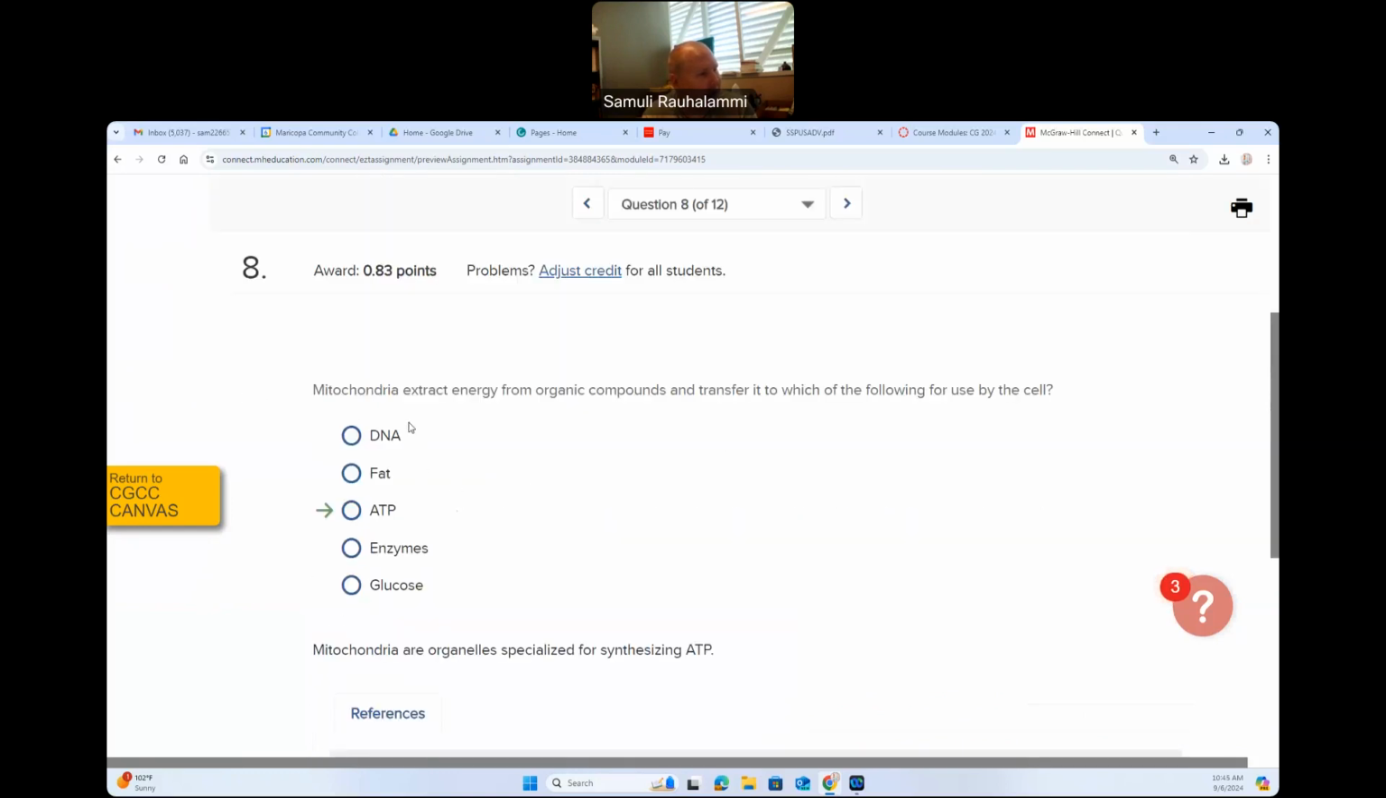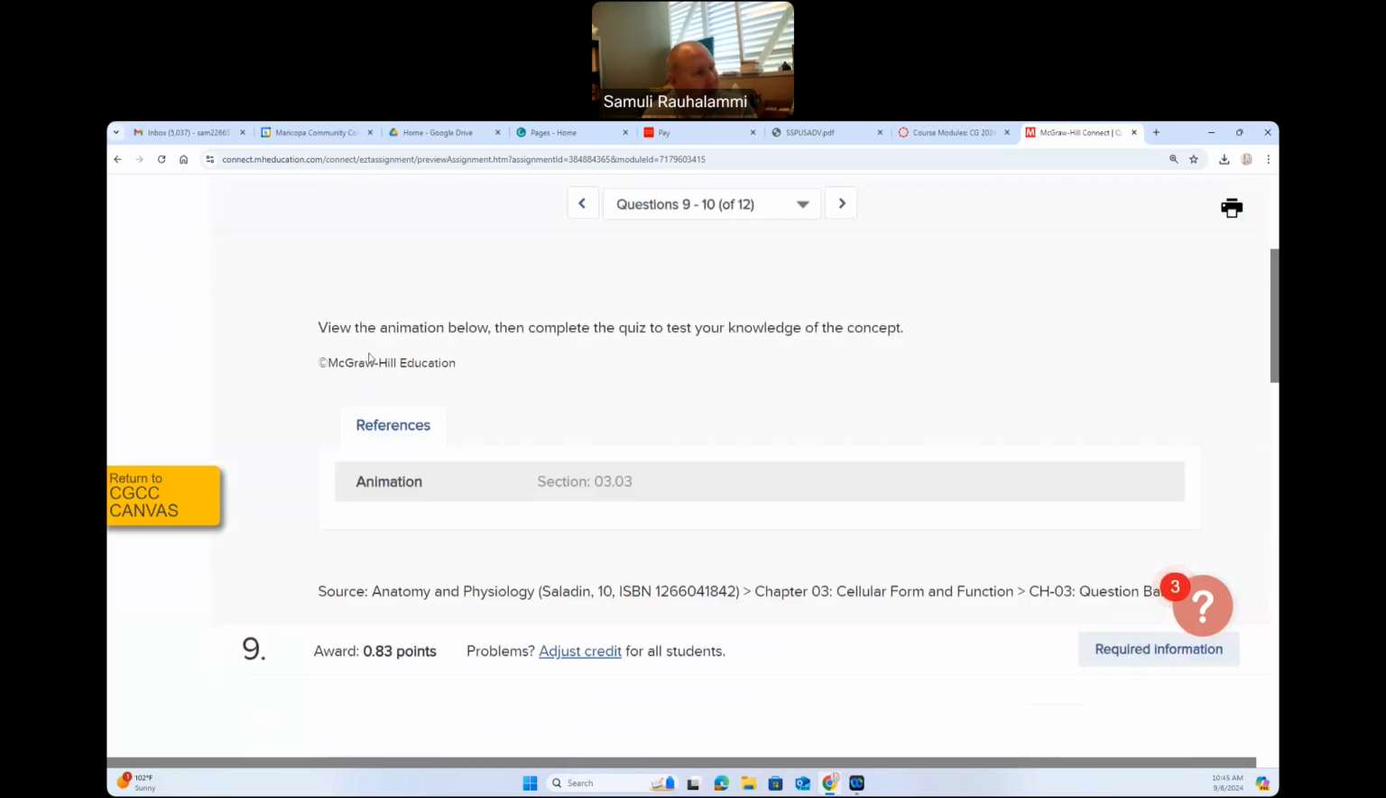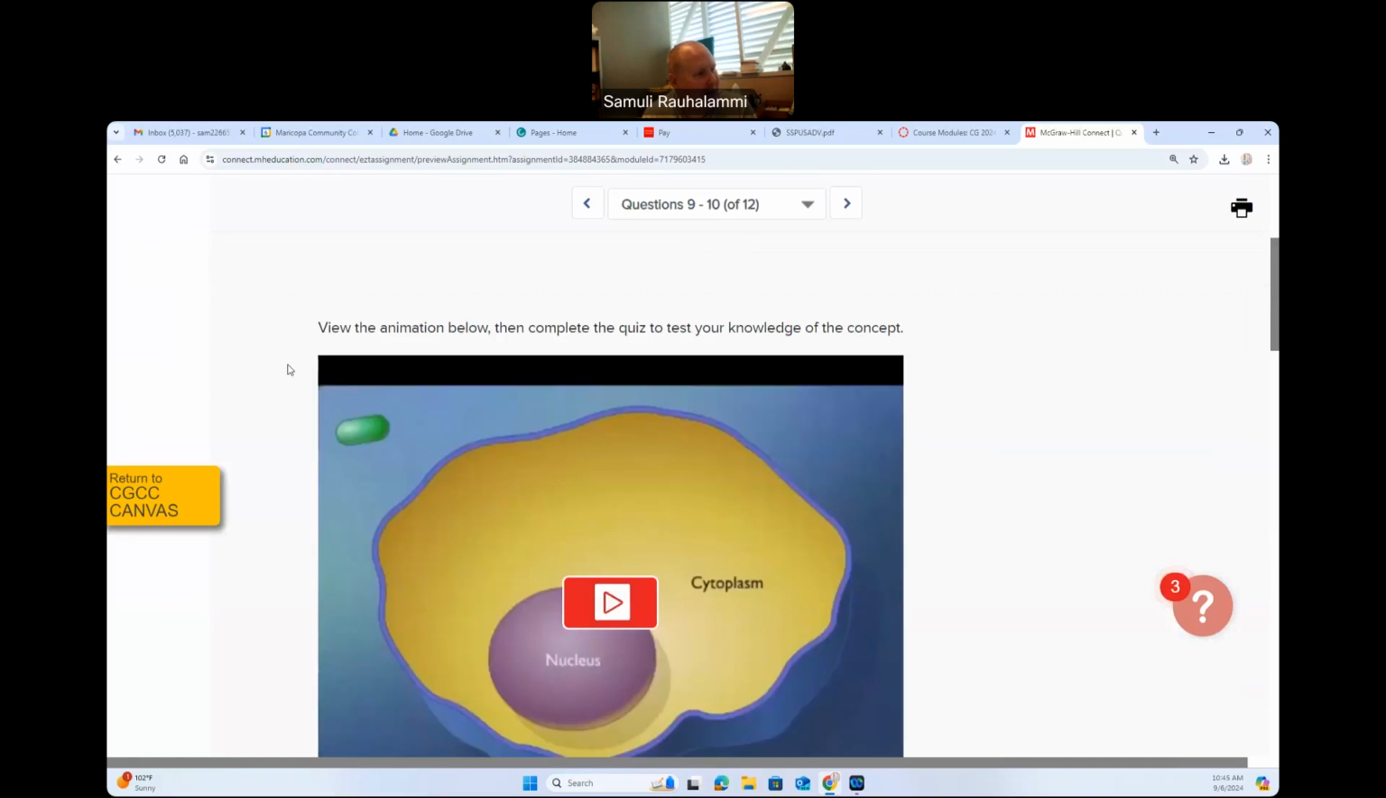Moving onwards, multiple choice questions were being asked. Mitochondria extract energy from organic compounds and transfer it to which of the following used by the cell? And it was the ATP that they produced. So mitochondria are the organelles specialized for synthesizing ATP. Let's have a look at a couple more and then wrap up.